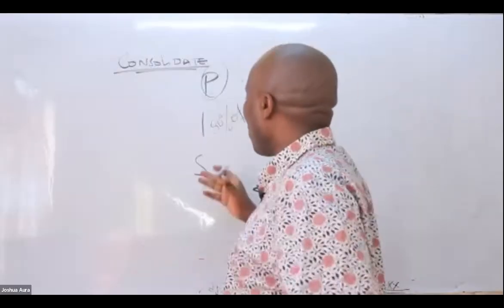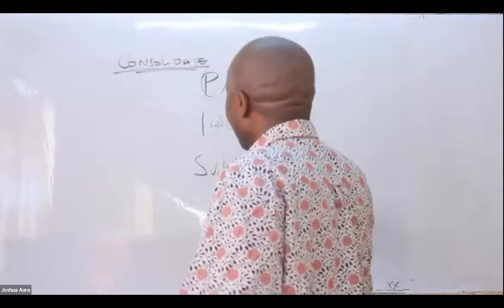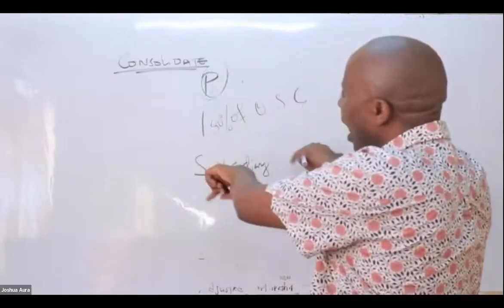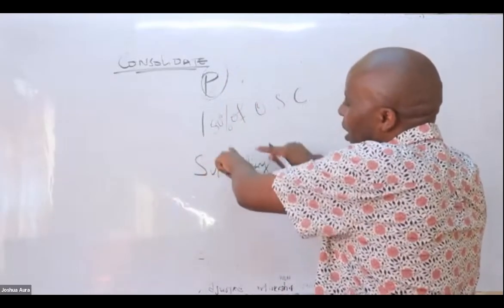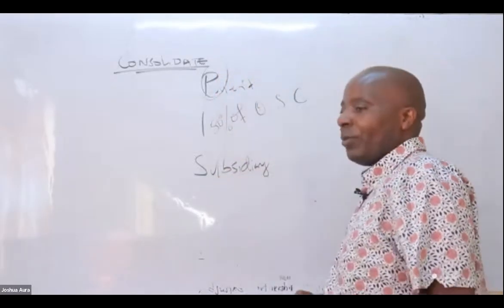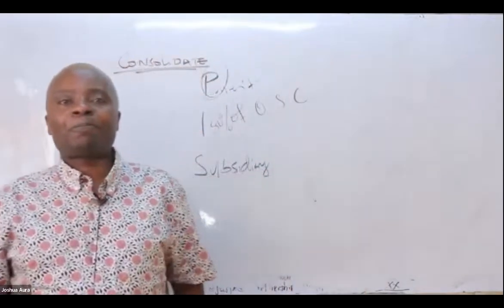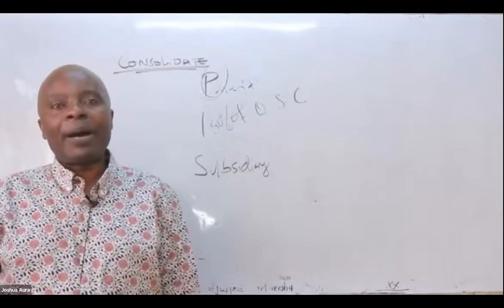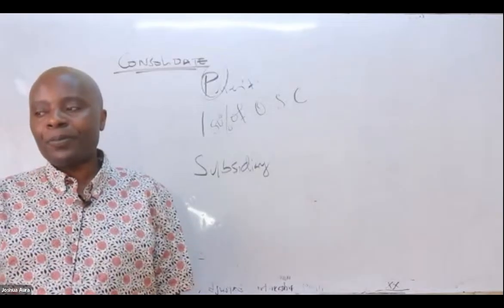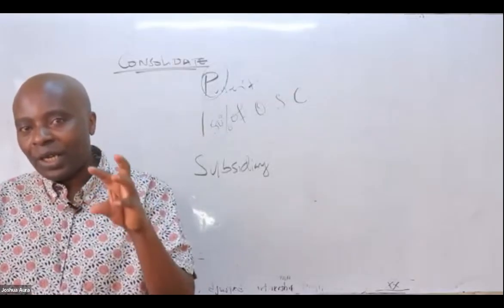So this one here will be called a subsidiary, and the owner, the one that now has more than 50% of this company, will be called a parent. So we have this concept of a parent-subsidiary relationship.